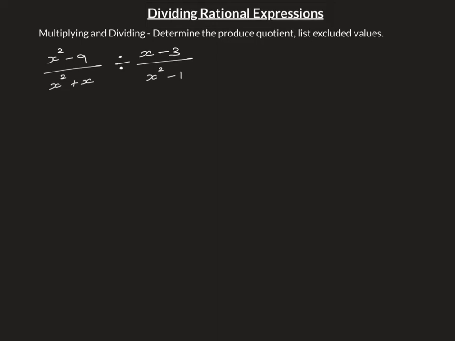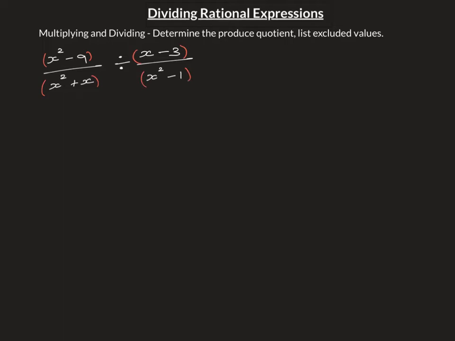In this video, I'll show you how to divide rational expressions. The first step in dividing rational expressions is that you want to factor everything you can. So an example would be we've got all these factors, so x squared minus 9, and then x squared plus x minus 3, and x squared minus 1. So we'll go ahead and factor everything.